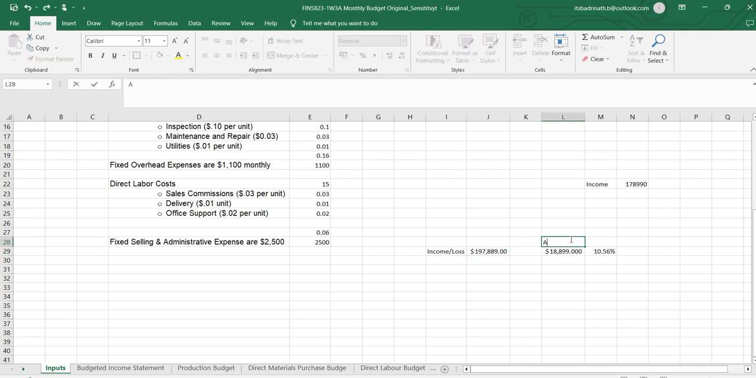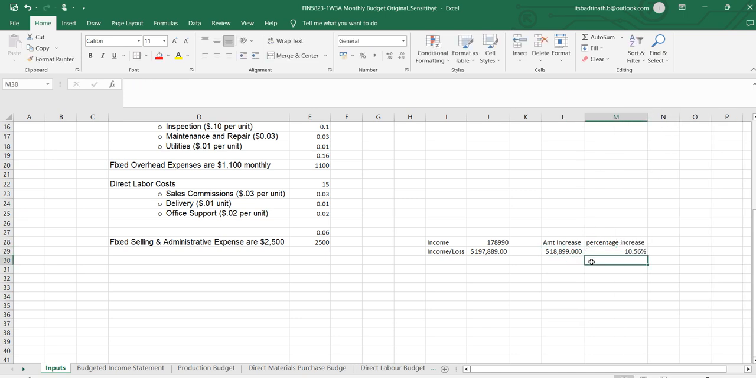So amount increase, you can take this one here. Original comes at the top. So here the amount is the percentage of this, both values.